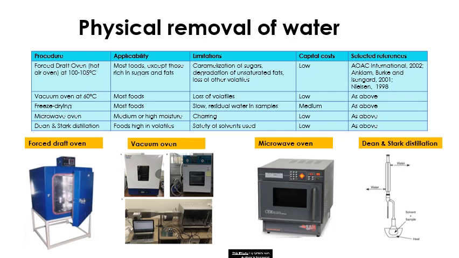For food that is high in volatile compounds, you may want to use distillation techniques. But the problem with distillation is that you may use hazardous solvents, so this is one of the limitations. In terms of cost, it is relatively cheap. But because there are more accurate methods to determine moisture content, this particular method is becoming rare. It's rarely used in the current situation.